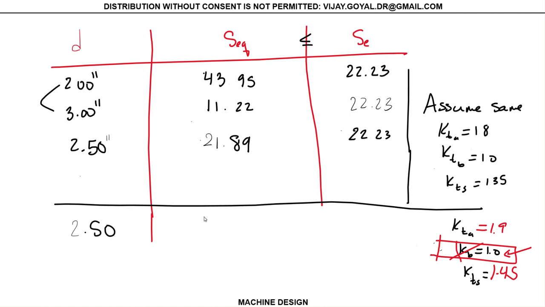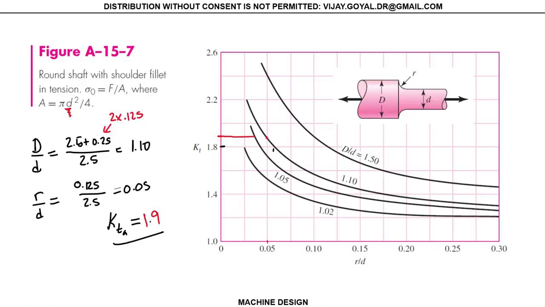So the value I get is 23.28. It's very close to 22.23, but I have gone above. So that means I need to slightly increase this diameter. Let's see what happens if I do 2.55. If I do this, I need to change this as well. I want to be as exact as possible. 55, 55, let's see what we get.